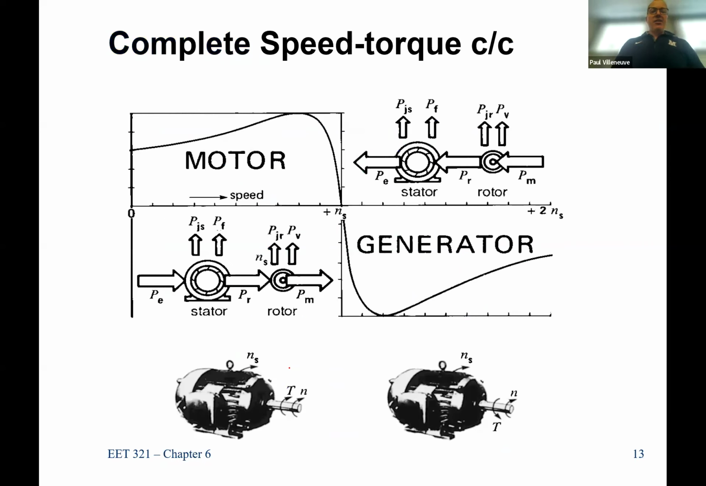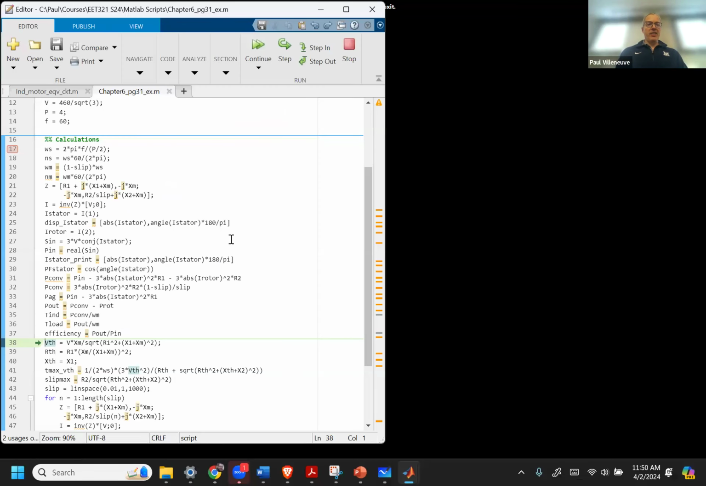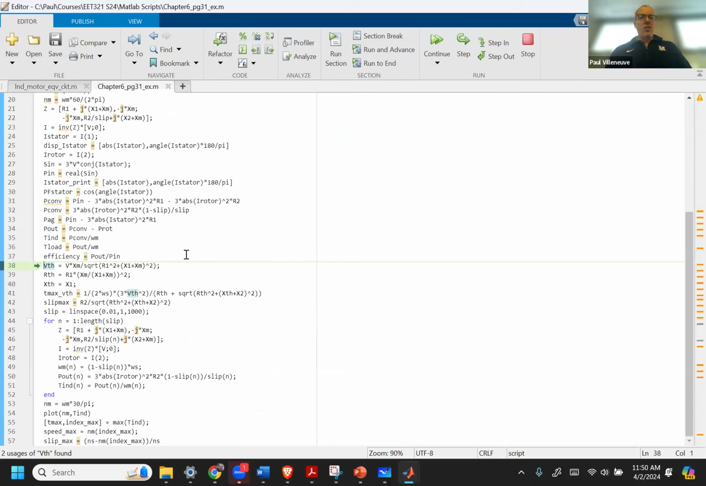And then if it runs faster, it converts from a motor to a generator. That's where we get rechargeable machines. Let's go back to our MATLAB script and let's continue. So I have this V Thevenin approach, this R Thevenin, this torque max, all this stuff. So let's continue on over here.